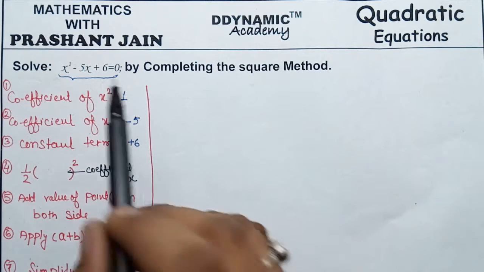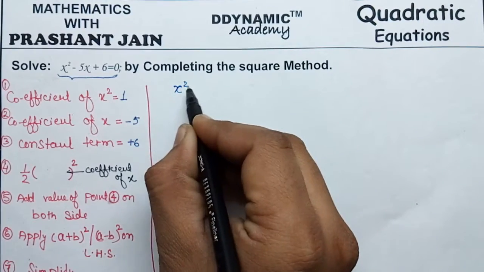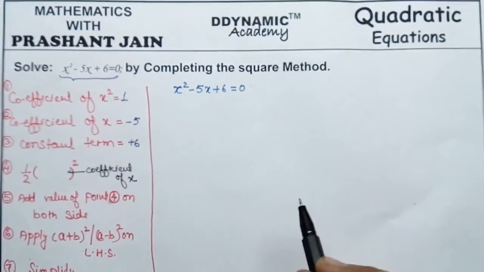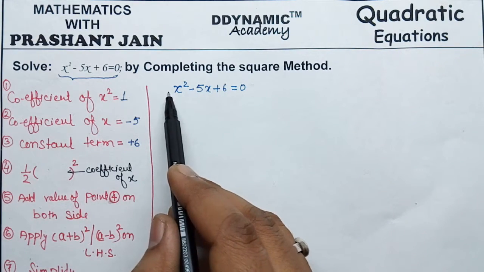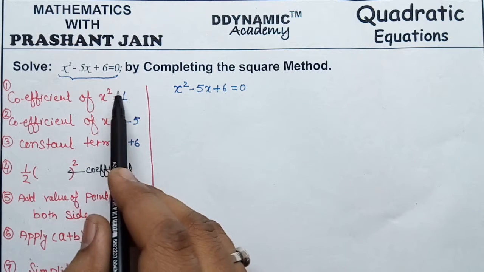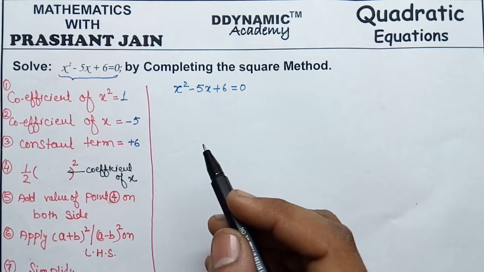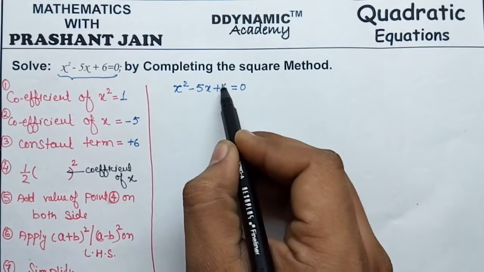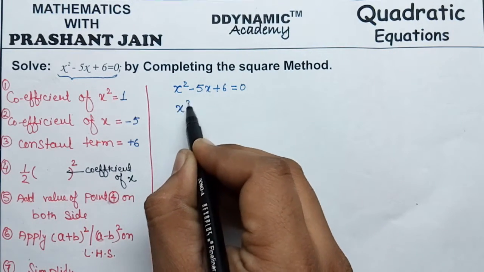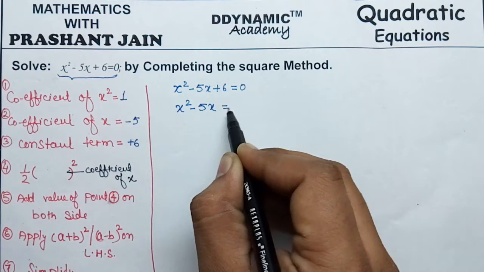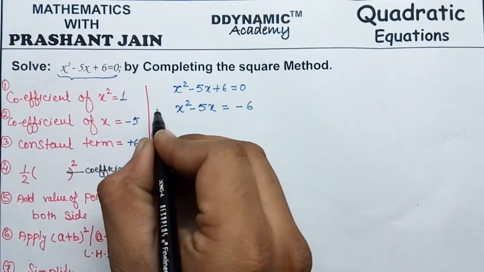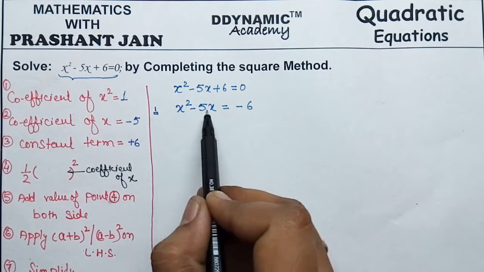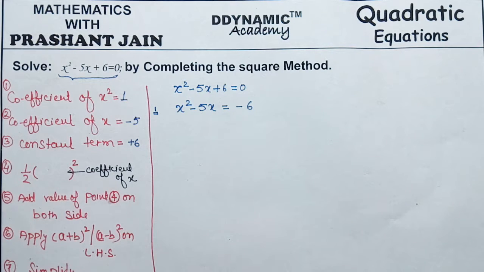Now first of all, the question is x square minus 5x plus 6 is equals to 0. In the first step, check whether the coefficient of x square is 1 or not. In this case the coefficient of x square is 1, so we don't need to divide by the coefficient of x square. So now just shift the constant term from the left hand side towards the right hand side. It means x square minus 5x is equals to minus 6. Remember this as step number 1. Now x square minus 5x on the left hand side and minus 6 on the right hand side.